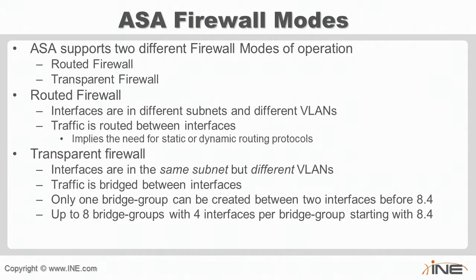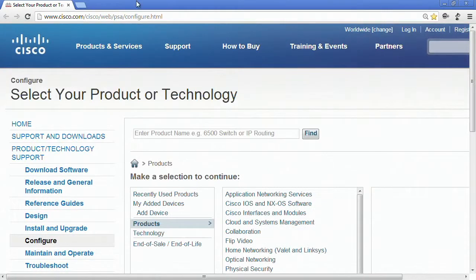Okay, there's another question here. What is the maximum context supported? Is it based on licensing, or is it based on the hardware spec? It's actually based on both. So if we take a look at Cisco's website, let's go to cisco.com/go/ASA.